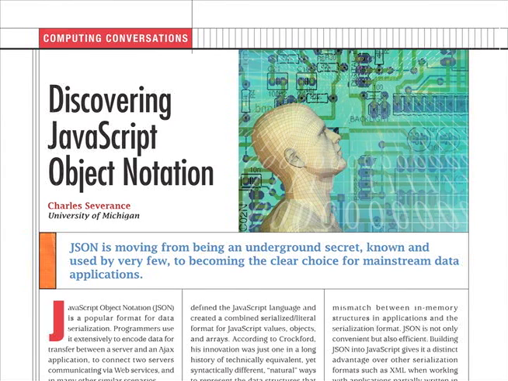The most common structures we use in programming are scalar variables, linear lists, and key value pairs. JSON represents these structures in the most natural and direct serialization, greatly reducing the impedance mismatch between in-memory structures and applications and the serialization format. JSON is not only convenient, but it's also efficient. Having JSON parsing built into JavaScript gives it a distinct advantage over other serialization formats such as XML when working with applications partially written in JavaScript.